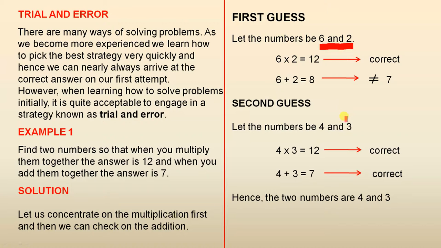Our second guess, let the numbers be 4 and 3. 4 3s are 12, we know that's correct, because that's what we were given here, see? 4 plus 3 is 7, that is correct. That's what we were given here. Hence, the two numbers are 4 and 3.